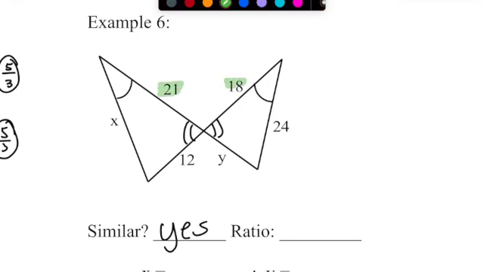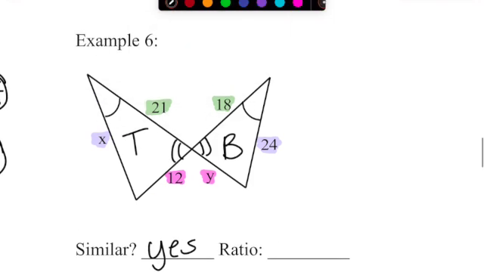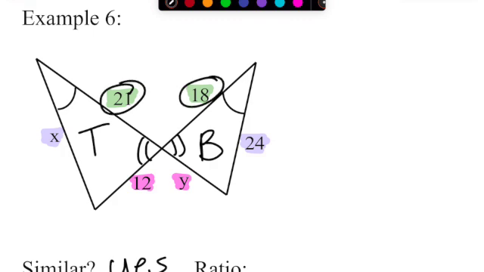21 is going to go with 18 because they are both in between the single and the vertical. All right. X and 24 go together. And then 12 and Y go together. Top, bottom. We've got 21 and 18 go together.